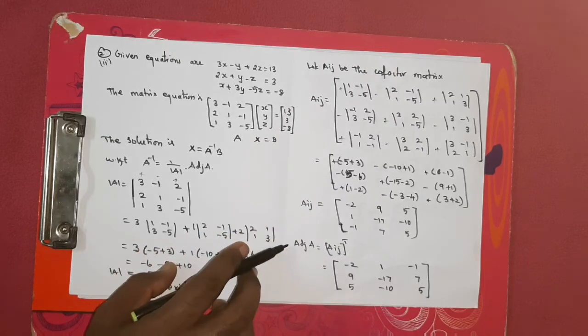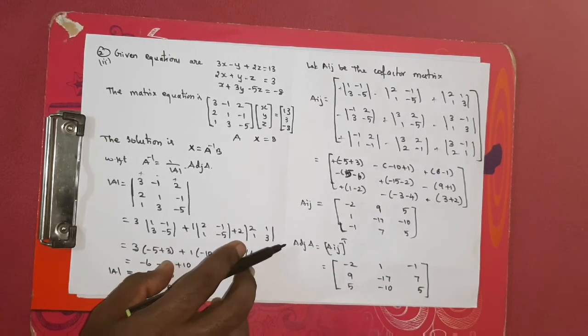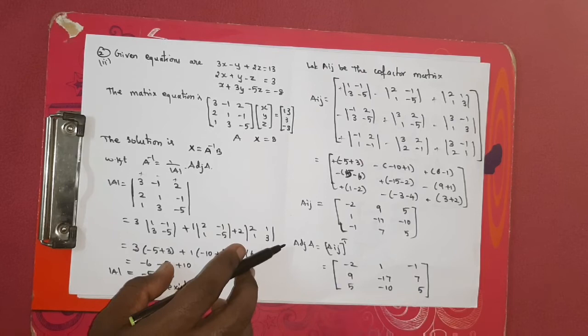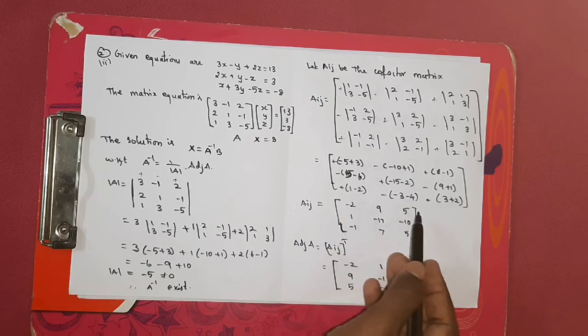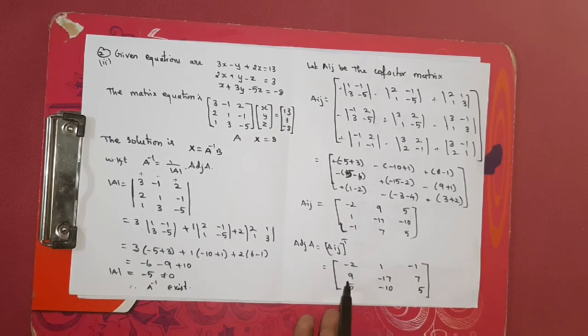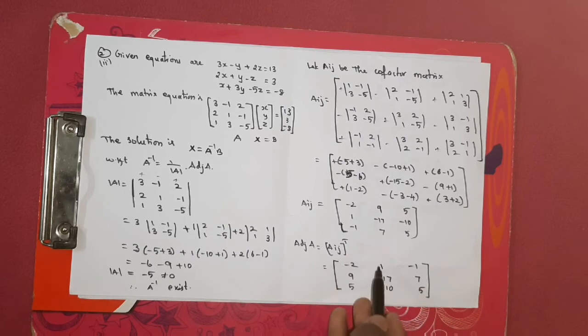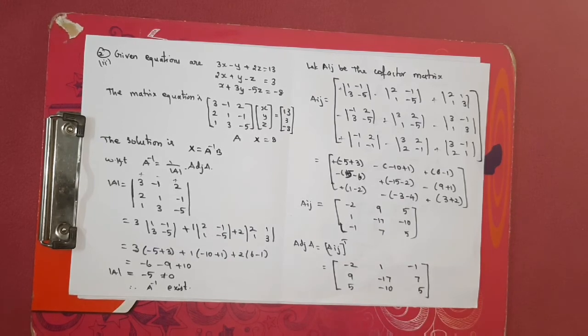From this we need to find adjoint of A. So how to find adjoint of A? Because we know that adjoint of A is equal to Aij the whole transpose. So for this when you apply the transpose, this first row will become the first column. So minus 2 9 5. The second row will become the second column, 1 minus 17 minus 10. The third row will become the third column, minus 1 7 and 5. So we got the adjoint of A.